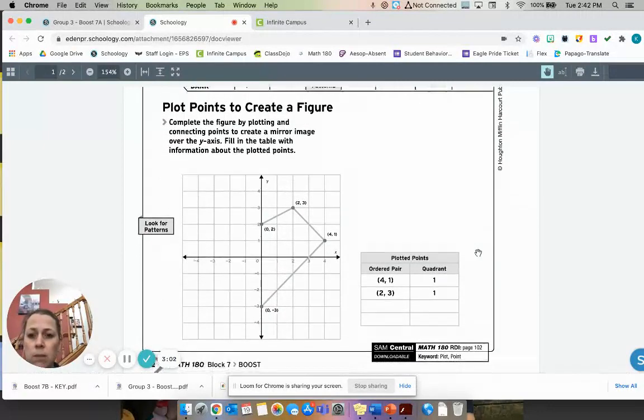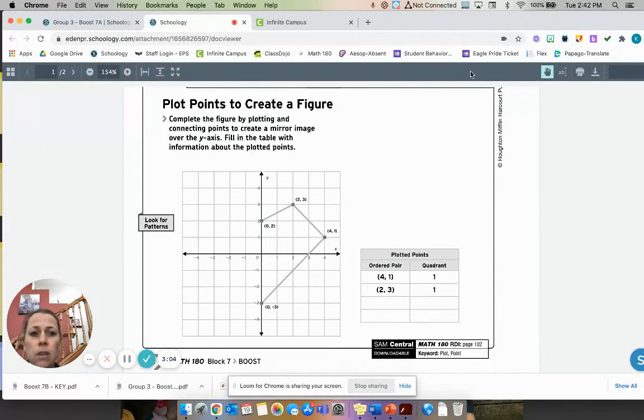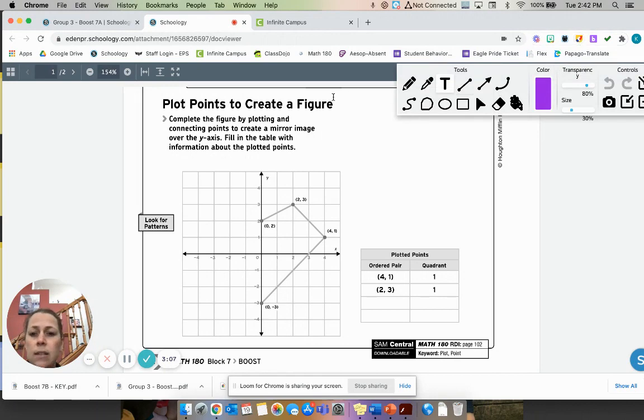The second problem down here is we are going to do the same thing, but this time our directions are asking us to complete the figure by plotting and connecting points to create a mirror image over the y-axis. So this time we are going to be reflecting over this axis here. Okay, now what does that mean? That means we need to do nothing with this point because it's already on the y-axis, and we need to do nothing with this point because it's also already on the y-axis. So we need to reflect (2, 3) and (4, 1).